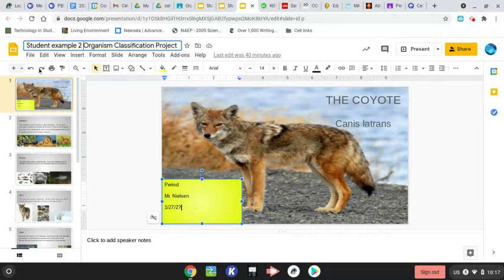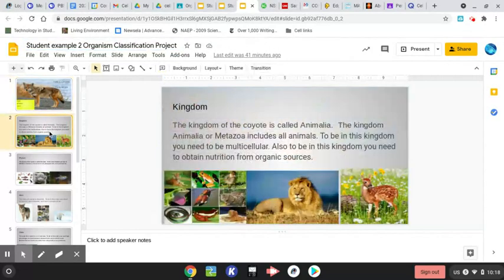Here's another student example. And this one's about the coyote. The only knock I would have here is these pictures are a little distorted. If you're going to be inserting pictures, you should try to make sure you keep the resolution so it doesn't look all weird and stretched out. But they've got the kingdom, and this would again be some points off because I don't see the coyote here, right?